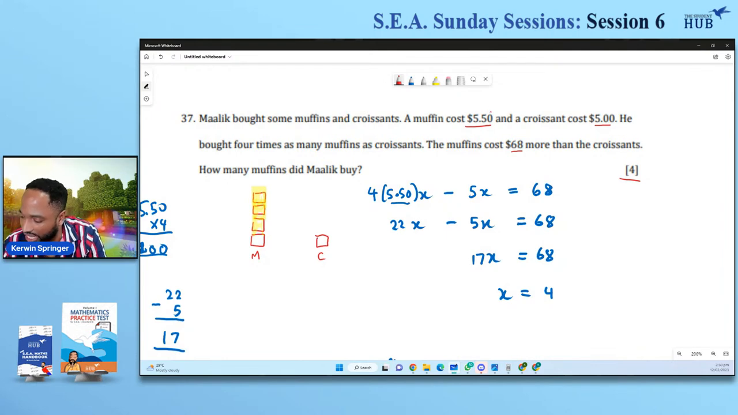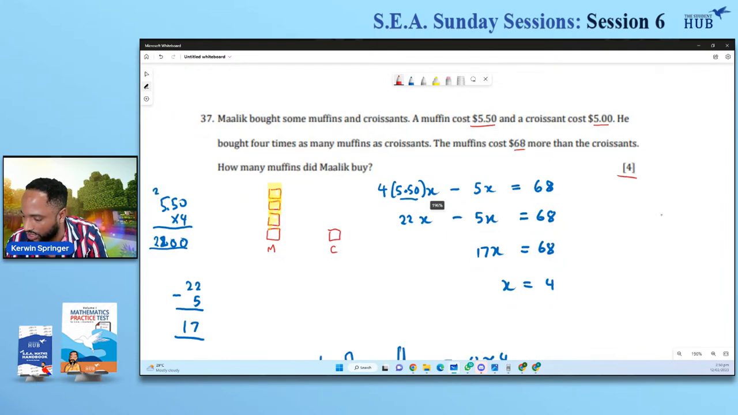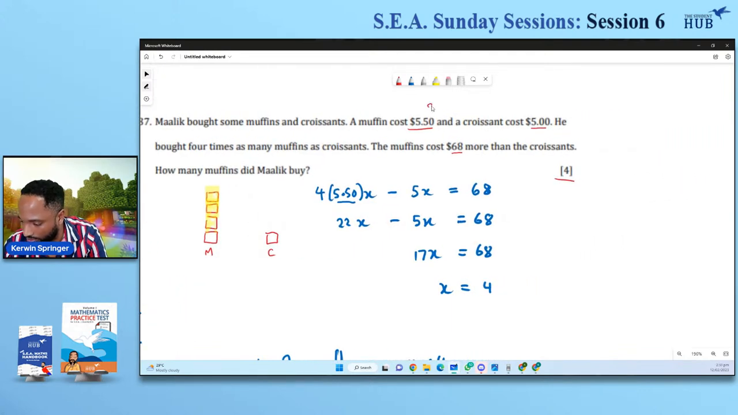I need to get the excess. I remember how to do it now. I need to get the excess here. The muffins is 50 cents more. It's 50 cents more. He bought four times as many muffins as croissants. So four times as many.